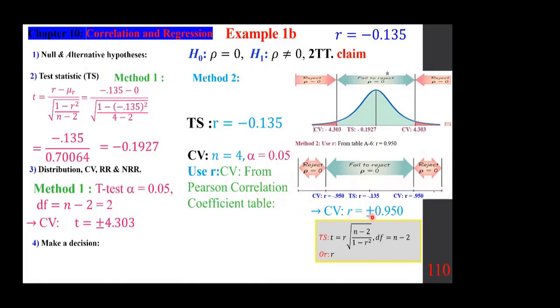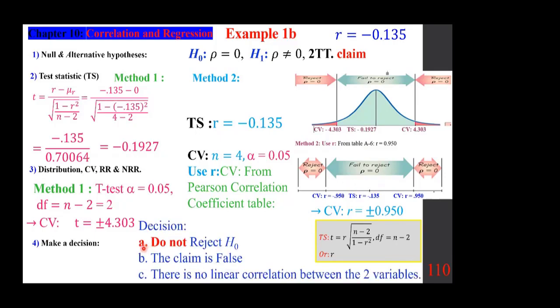The critical values are negative and positive 0.950. The value of the test statistic is negative 0.135. It's in the non-rejection region. Your decision is fail to reject H0, or do not reject H0.